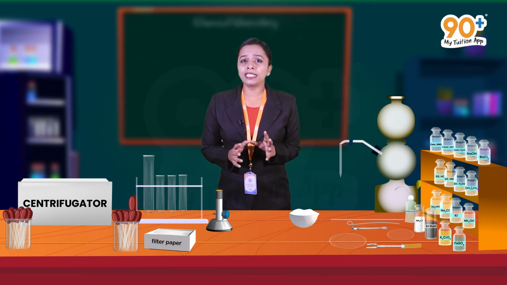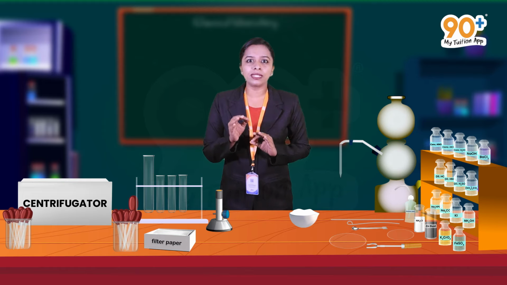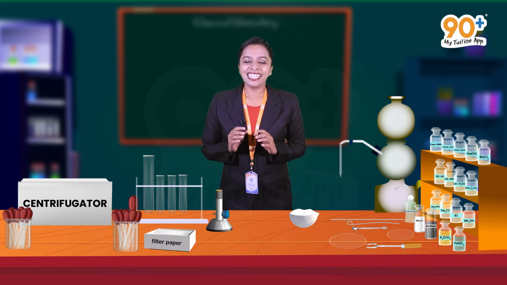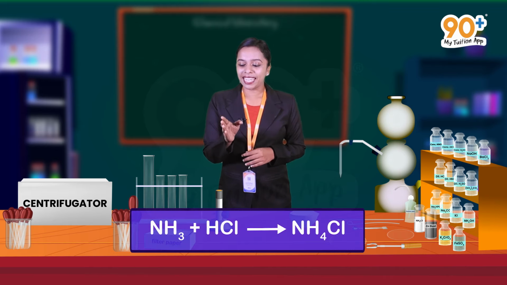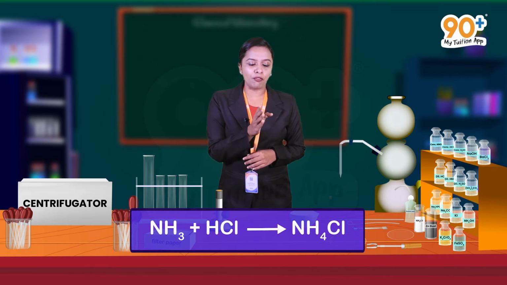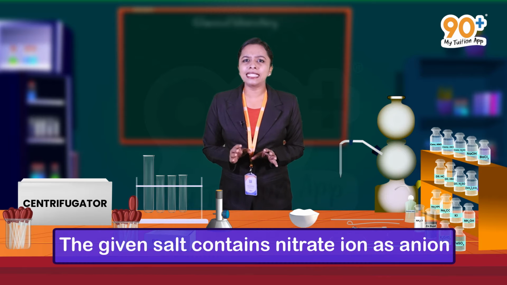Friends, do you remember the white dense fumes formed when we introduced that glass rod that was dipped in the concentrated HCl? Yes, it is due to the formation of ammonium chloride. Here, the ammonia reacts with concentrated HCl to form ammonium chloride, and the chemical equation is NH3 plus HCl gives NH4Cl. Now we know which anion is present in the given salt. That is, the given salt contains nitrate ion as the anion.